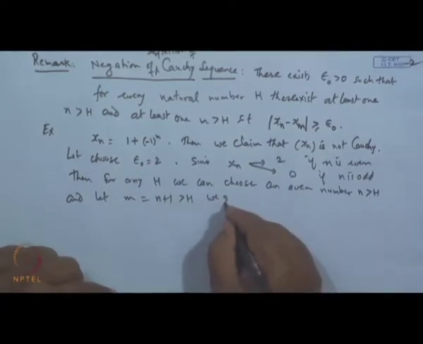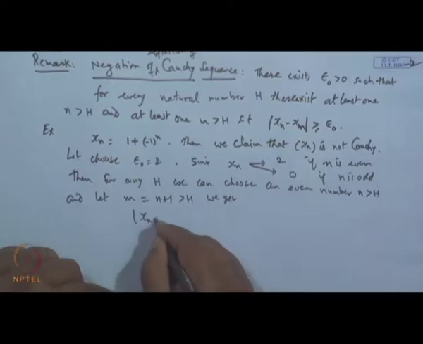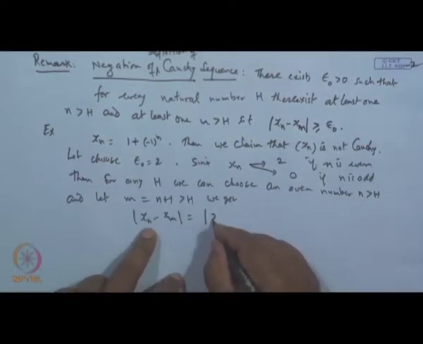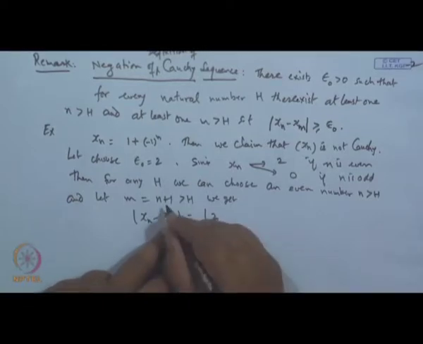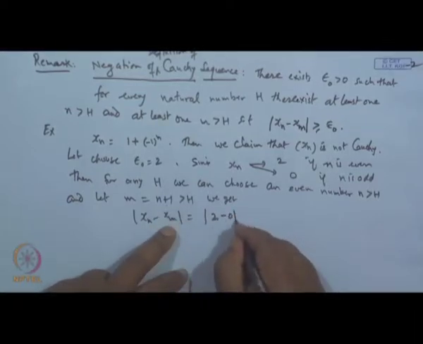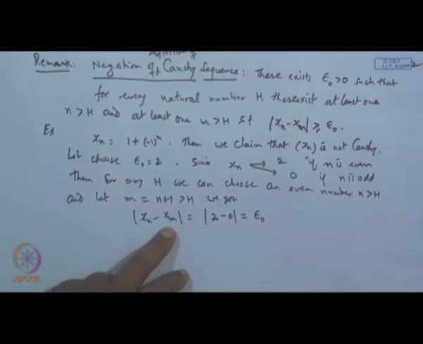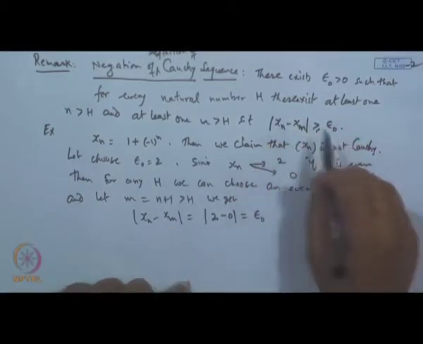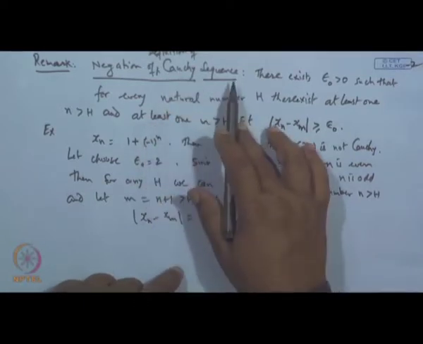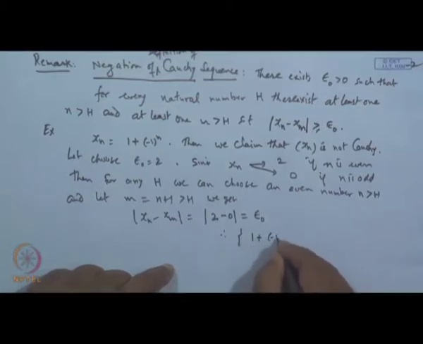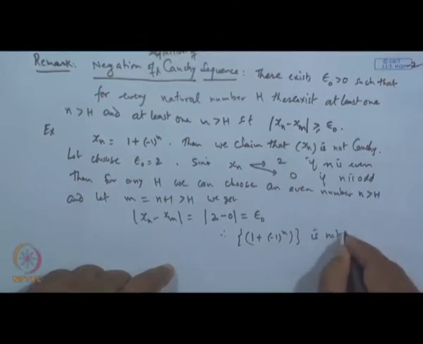We get mod of x n minus x m is nothing but what? When n is even, x n comes out to 2, and when m, which is n plus 1, is odd, it is 0, so the difference is exactly the same as epsilon naught. So, this satisfies the negation of the definition of Cauchy sequence. Therefore, the sequence x n, 1 plus minus 1 to the power n, is not Cauchy.